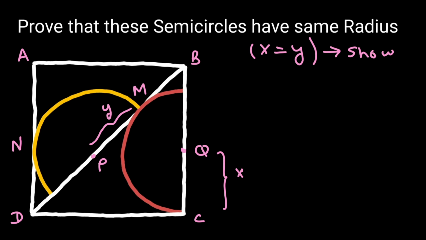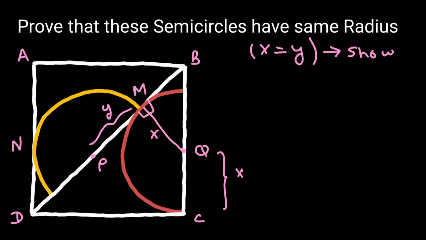So first of all, we can see that the red semicircle is tangent to the diagonal of the square at the point M. So I'm simply going to draw the radius from the point Q to M. And as we can see that the semicircle is tangent to a straight line, hence the angle formed over there would be 90 degrees. Because of the theorem, the angle formed at the intersection of the radius and the tangent line is always 90 degrees. And also we can see that QM is the radius of the red semicircle, hence it would have a length equal to x.